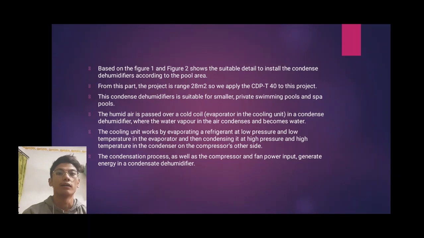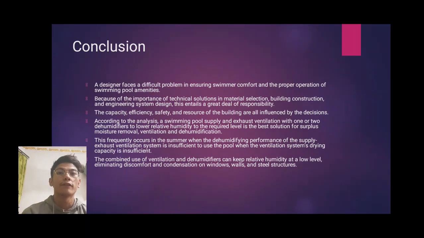Okay, then the humid air is passed over a cold coil, which evaporates in the cooling unit. And then in a condensed dehumidifier, the water vapor in the air condenses and becomes water. Okay, the cooling unit works by evaporating a refrigerant at low pressure and low temperature in the evaporator, and then condensing it at high pressure and temperature in the condenser on the compressor's other side. And then the condensation process, as well as the compressor and the fan power input, generate the energy in a condenser dehumidifier.